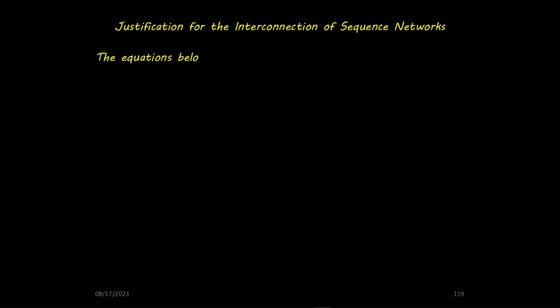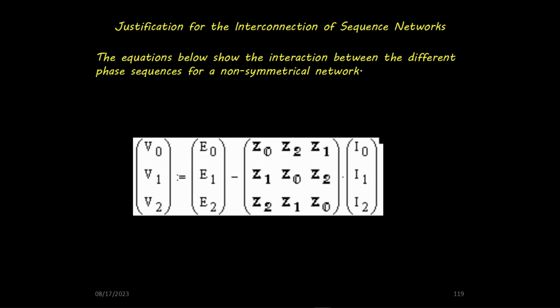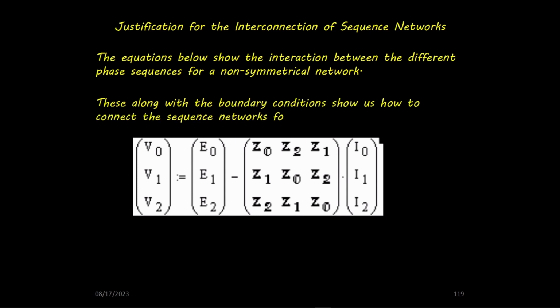The equations below show the interactions between the different sequences for a non-symmetrical network. For the unbalanced network, V0 is influenced by I1 times Z2, plus I2 times Z1, in addition to I0 times Z0. Likewise for V1 and V2. These equations, along with the boundary conditions, show us how to connect the sequence networks for the different types of faults.